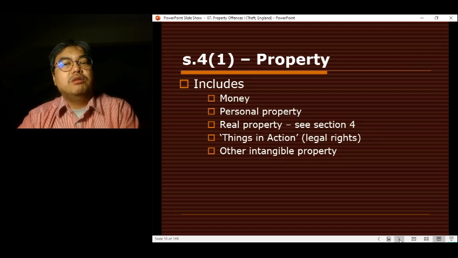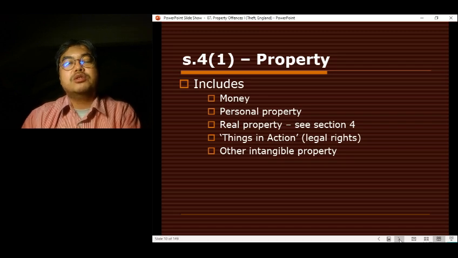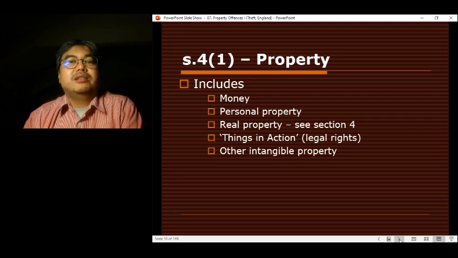Now, property will also include things in action. Things in action means things which are actionable, things that you can sue a person for, although you may not have physical possession of it. Some things you don't have physical possession of, but it belongs to you, and you can sue a person for it if somebody takes it away.